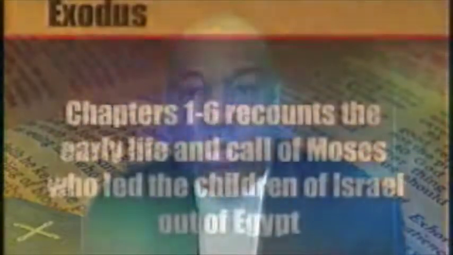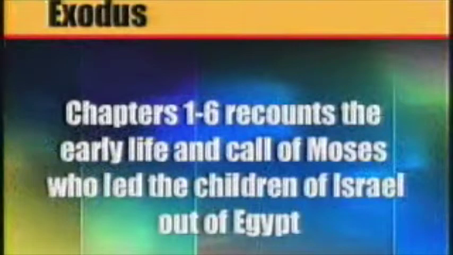Now, that brings us to the book of Exodus. Chapters 1 through 6 recount the early life and call of Moses. The descendants of Joseph, who had migrated to Egypt, are enslaved by Egyptians. It is decreed that their male children should be killed, but Moses is placed in a basket in the Nile. Pharaoh's daughter finds him and raises him in the royal house. We find that in Exodus 1 and 2. Later, Moses flees after killing an Egyptian. He returns later to Egypt and demands that Pharaoh let the people of God go.